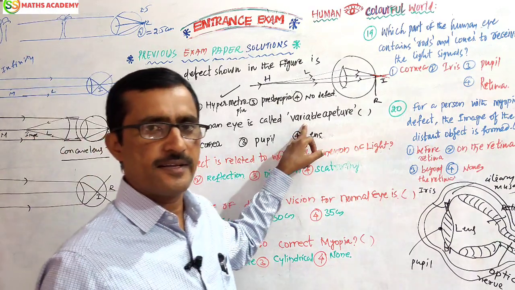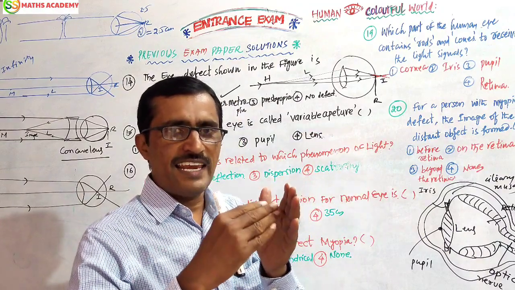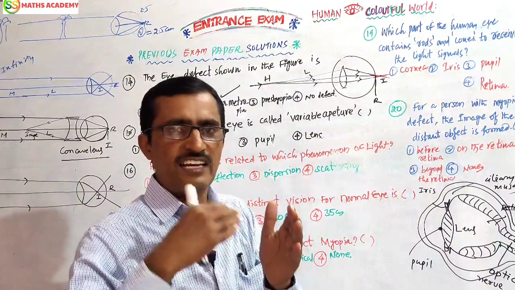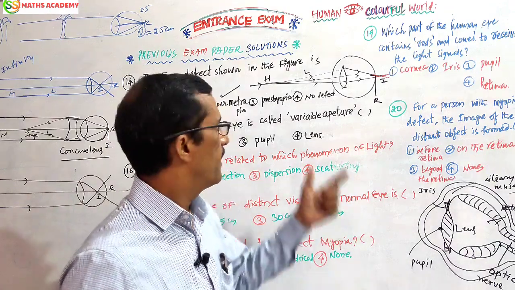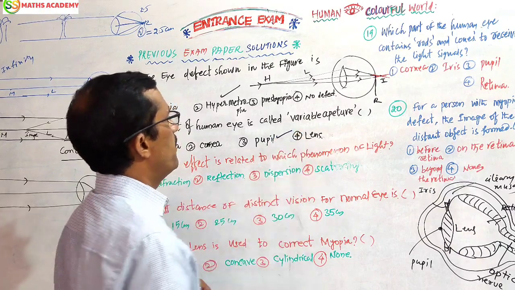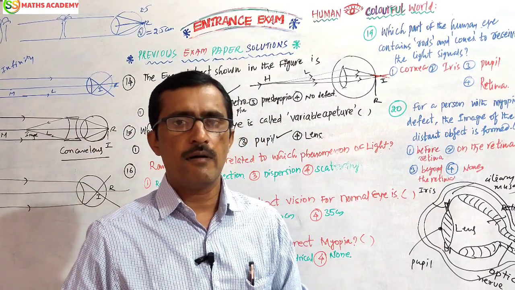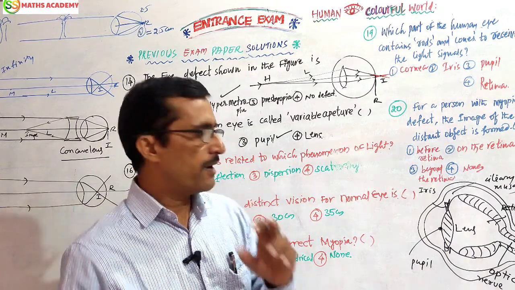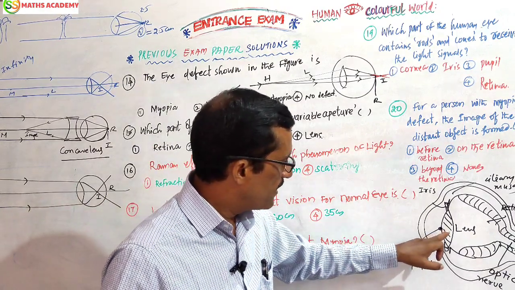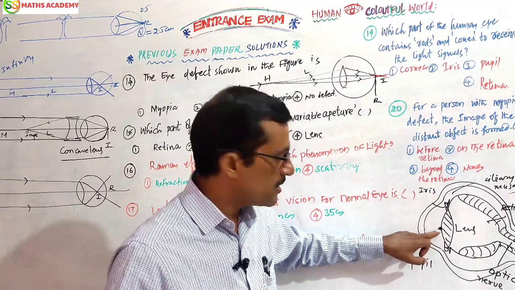Variable means changing. Aperture means the surface area on which light is getting reflection. Variable aperture: generally, the pupil can be called a variable aperture. Why can the pupil be called a variable aperture? Because, you see children, this is the iris, and the midpoint of the iris is called the pupil.